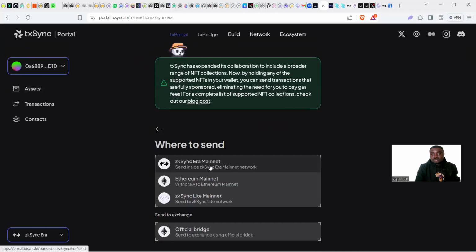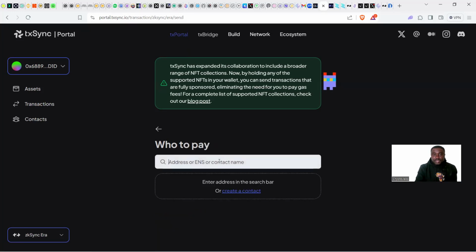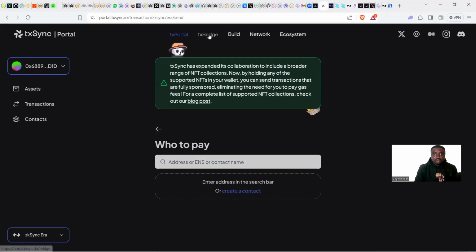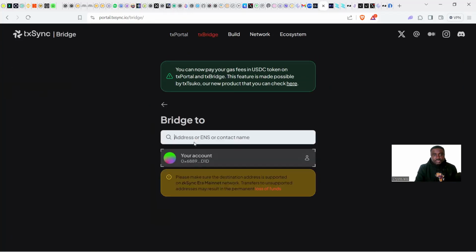With this particular portal, all you need to do is send and receive. You can decide to send some Ethereum from Zksync Era mainnet, or from Ethereum mainnet, or Zksync Lite mainnet. When you click on any of them, you enter the address you want to send to, and then initiate a transaction. Once you do that, you've actually interacted with this ecosystem. You can go to ZK Bridge as well, where you simply enter the address that you want to bridge with, and then complete the bridge.